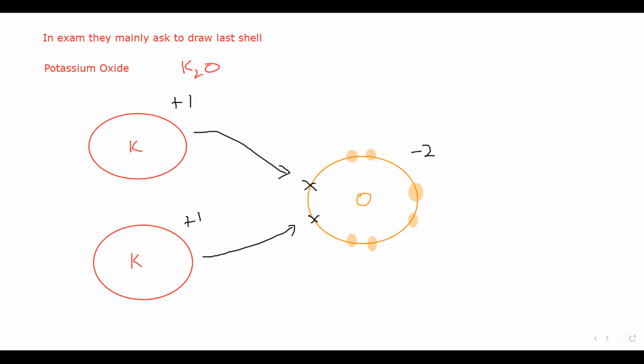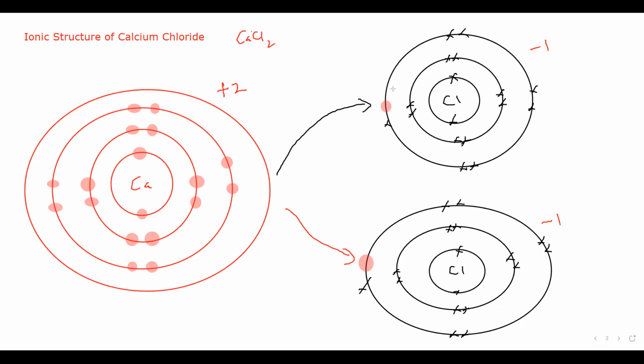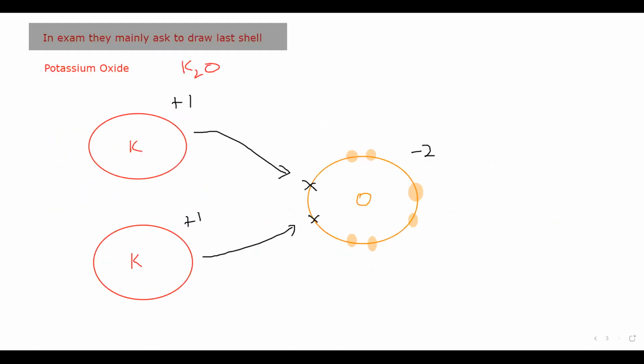These types of questions are very common, in which they normally ask that you draw the last shell only, not the full atom. Like in the previous example, I was drawing the complete shells and showing the transfer, because mainly the last shell is where the transfer of electrons takes place from metal to non-metal. So we just have to draw the last shell unless they mention to draw the complete structure. Is it clear, this example of potassium oxide?